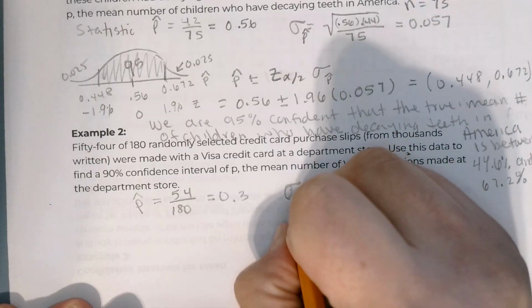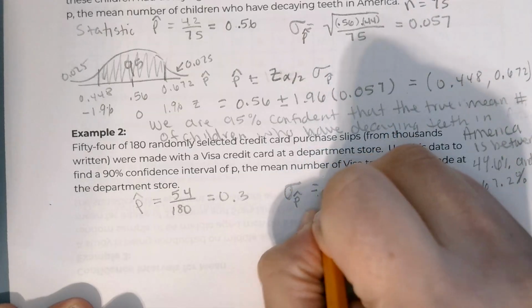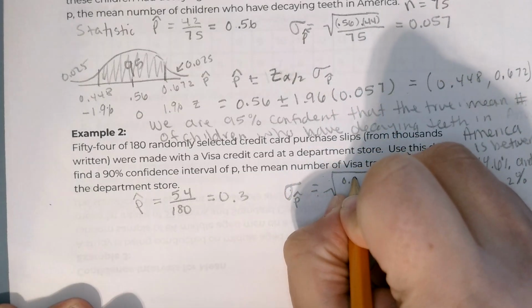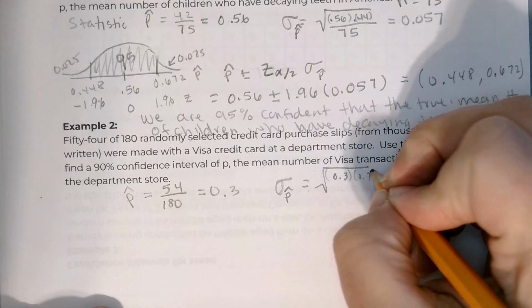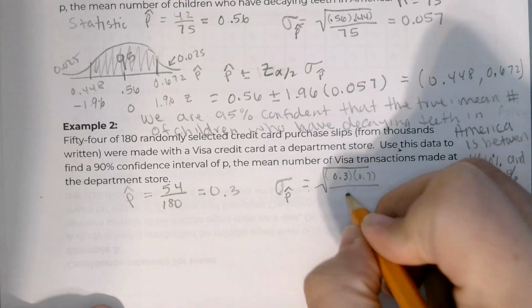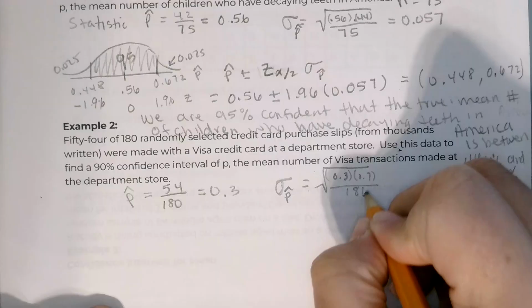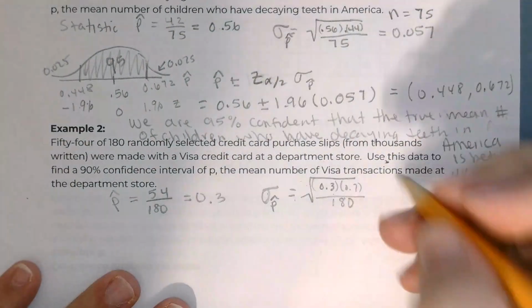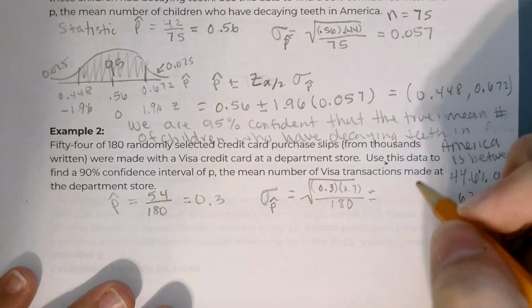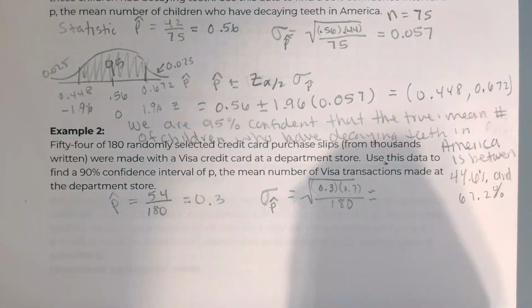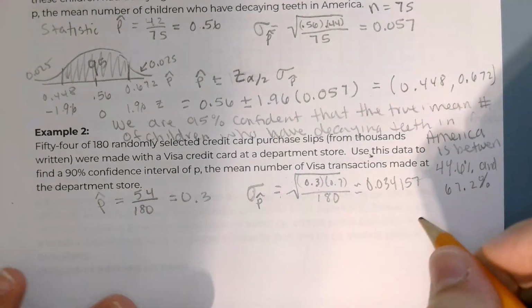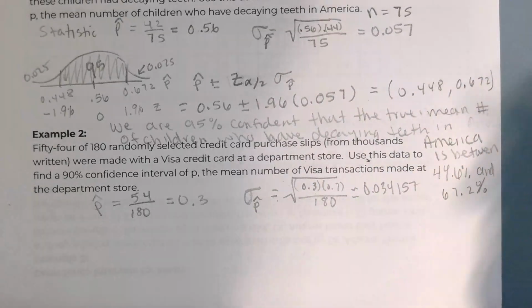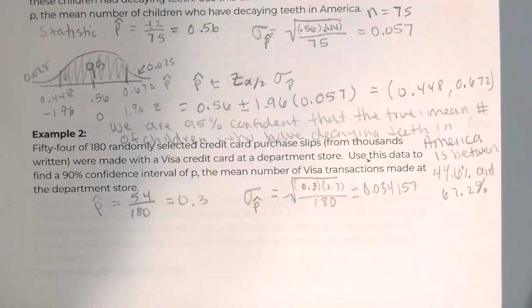that our standard error is the square root of 0.3 times 0.7 divided by the 180 in our sample, which gives us approximately, let me see. Okay, I calculated that to be 0.034157. I just left all those decimals so we can be as accurate as possible.